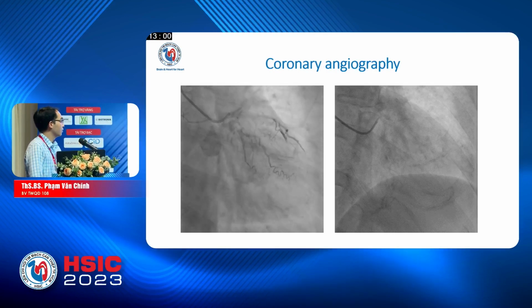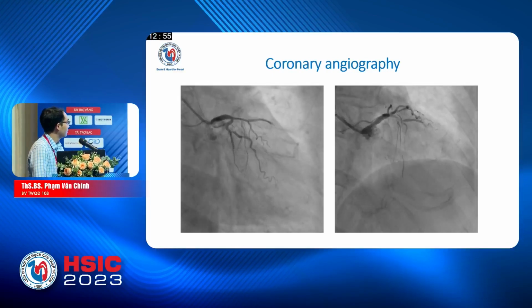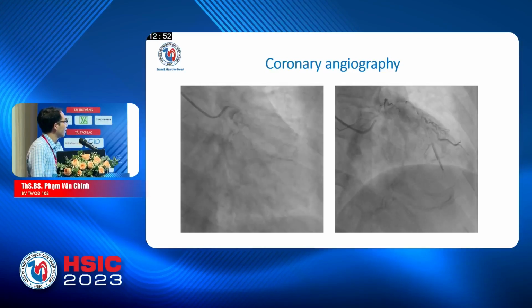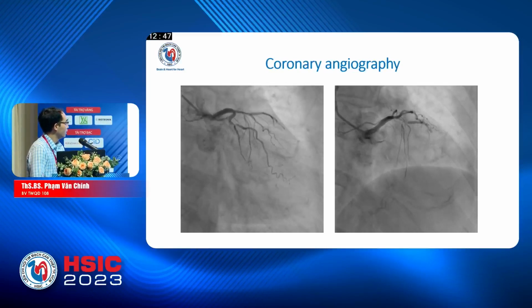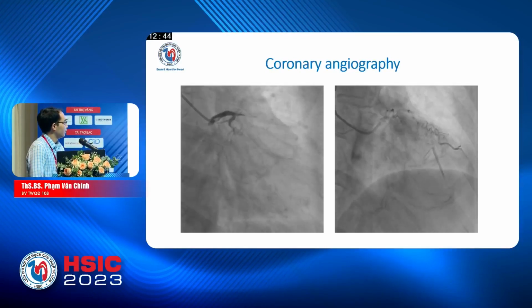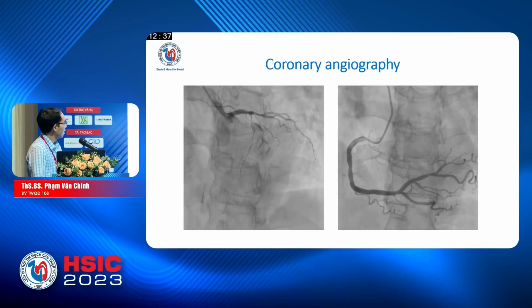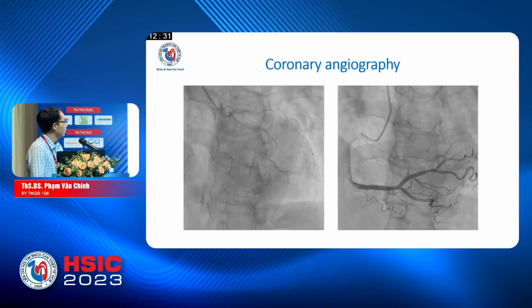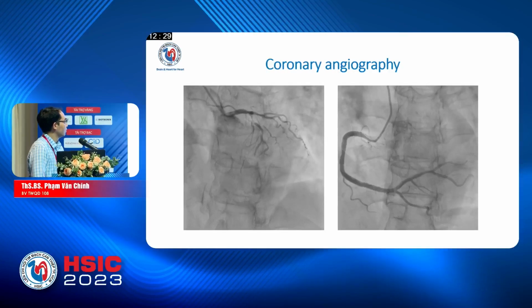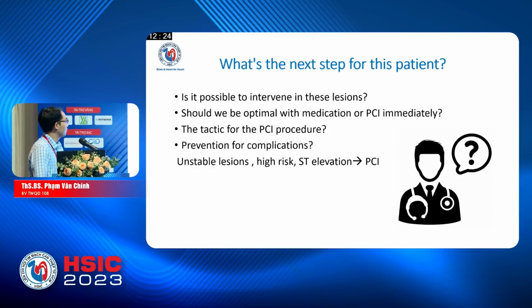The coronary angiography shows that the left circumflex is normal, but it is a small vessel. In another view, we see the lesion in the LAD with very slow flow distally. And in another view, you see that the right coronary is normal and it is a dominant vessel with some collaterals to the LAD through a PDA artery. So what's the next step for this patient?